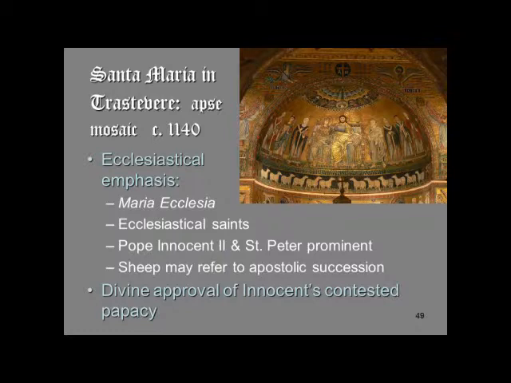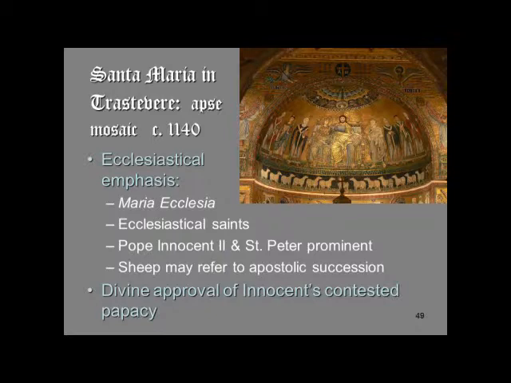So it has been suggested that showing these sheep here refers to apostolic succession, the idea that all of the bishops received their authority passed down from the apostles, from the disciples, on to the subsequent bishops. There may be a reason for all of this emphasis on the papacy, the two popes, the contemporary pope and the first pope, and all of the ecclesiastical saints.